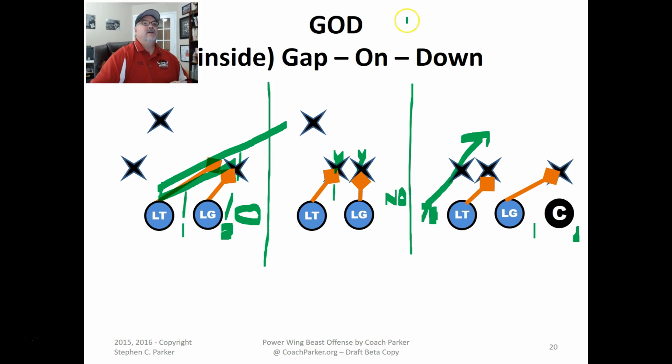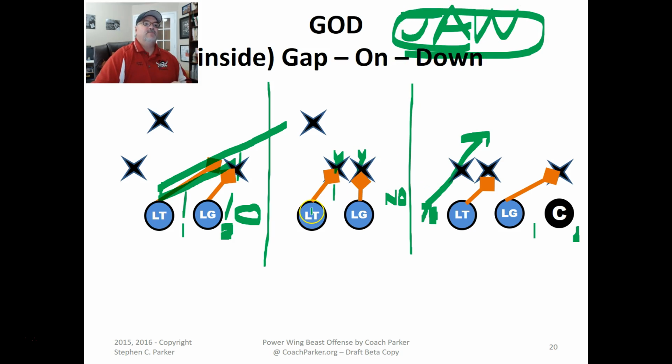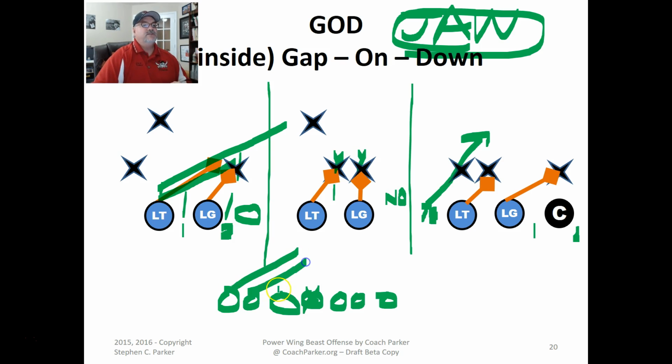There's one other thing on GOD, and it makes everything real simple, and I'll probably go over this. We have what's called just a JAW block, and that's where here's the center, and here's the line here. It's really just a simplified GOD. Everybody just tracks to the inside. It's not a wedge, but everybody just basically picks a track, an inside angle block, and everybody inside angle blocks, and that's called JAW. And it's very similar to GOD. It's just a little bit more simplified.